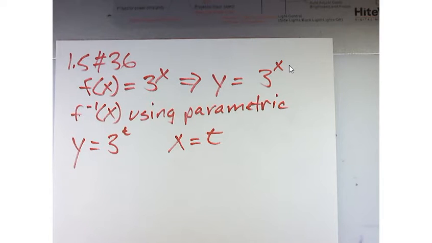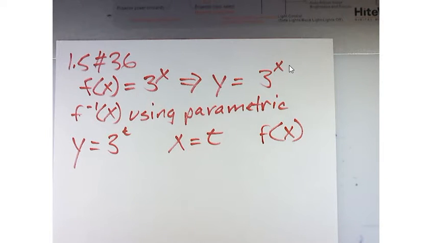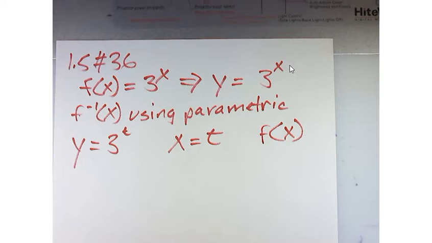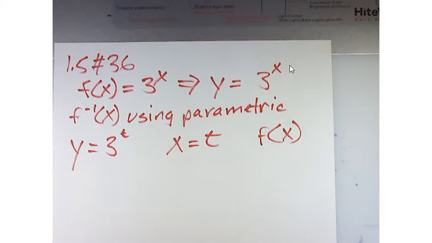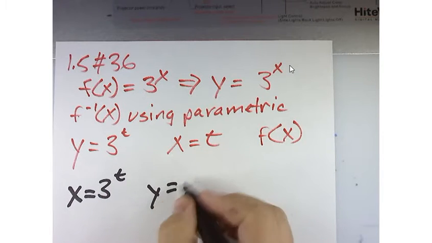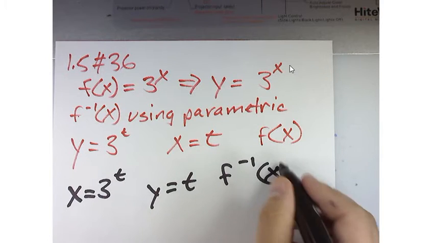So now that I have my two parametric equations, to find the inverse, remember that you just flip-flop x and y. So this is my function f of x. Now to find the inverse, let me change colors of markers. If I just flip-flop things around, I would say that x is equal to 3^t and y is equal to t, and that would be f negative 1, my inverse of the function.